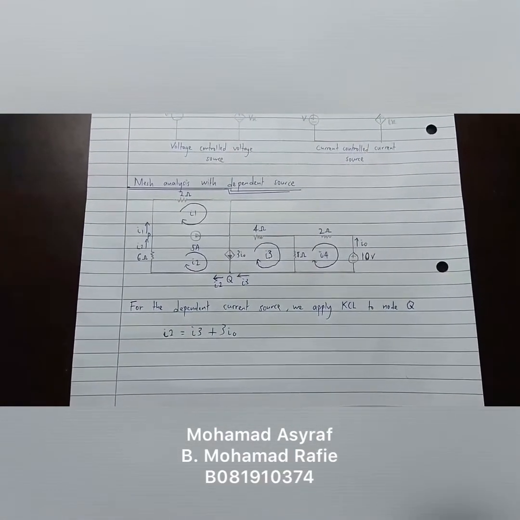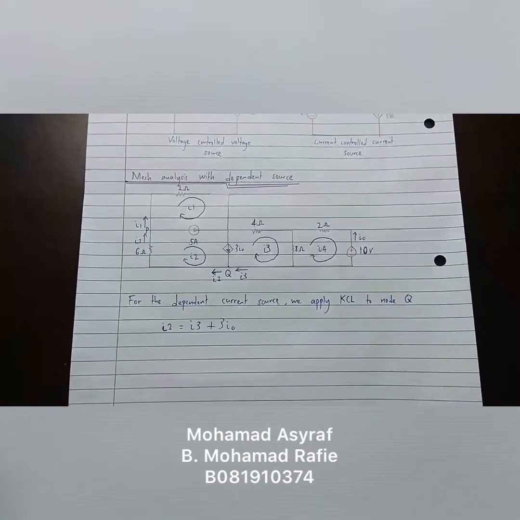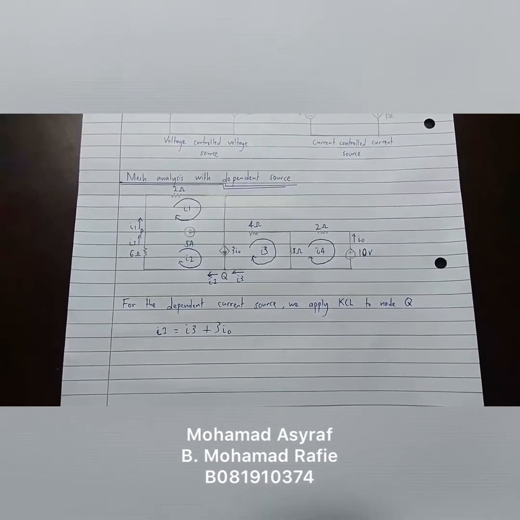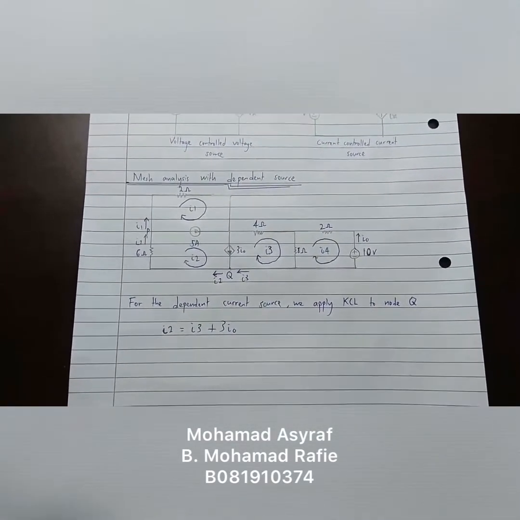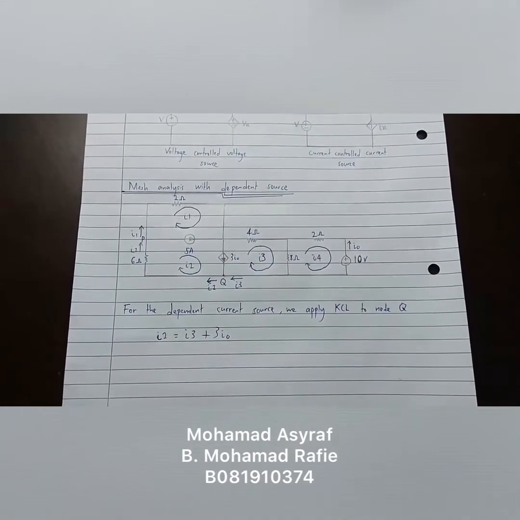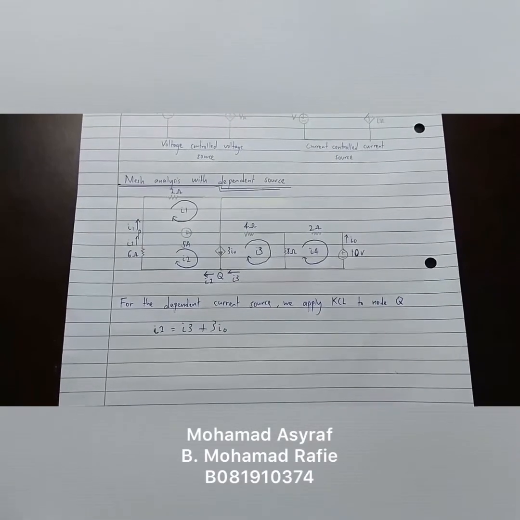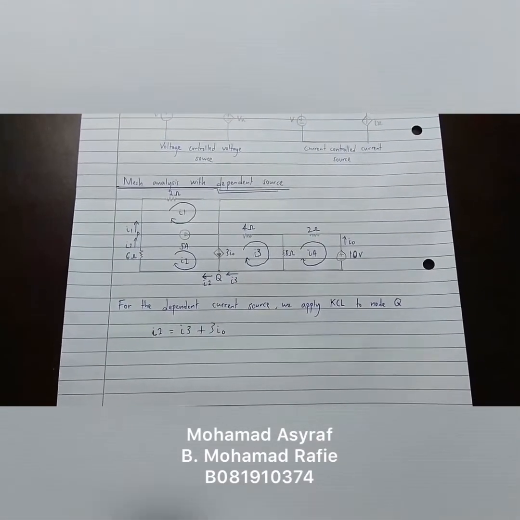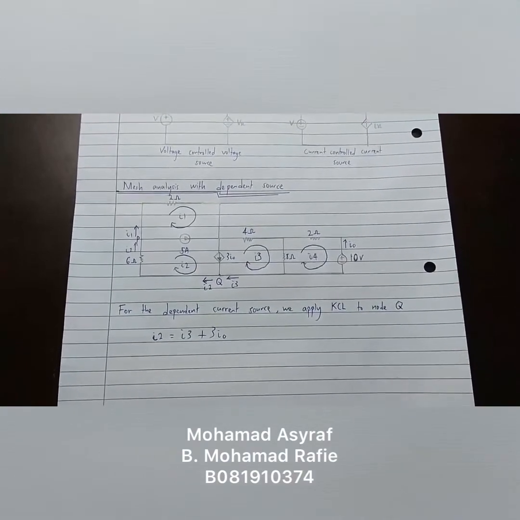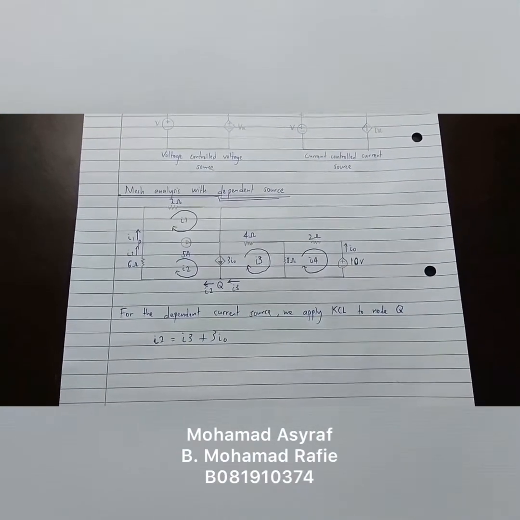Next, I want to talk about mesh analysis with dependent source. Here is an example of a circuit where I can show you the dependent source. For the dependent current source, we apply KCL to node Q. That is I2 equals I3 plus 3IO.